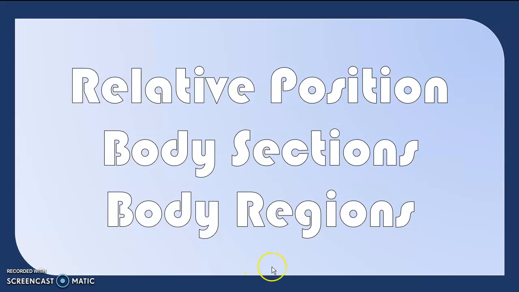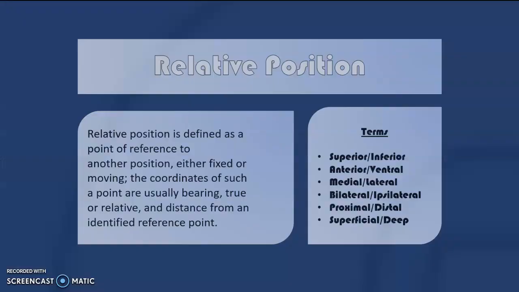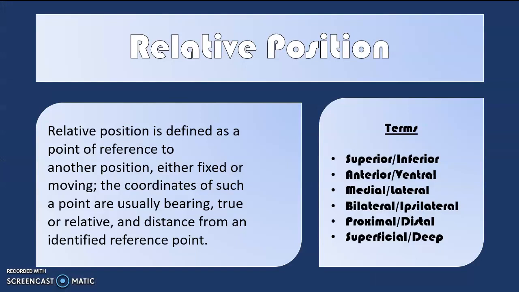In this presentation, we'll be talking about relative position, body sections, and body regions. Relative position is defined as a point of reference to another position, either fixed or moving. The coordinates of such a point are usually bearing, true or relative, and distance from an identified reference point.